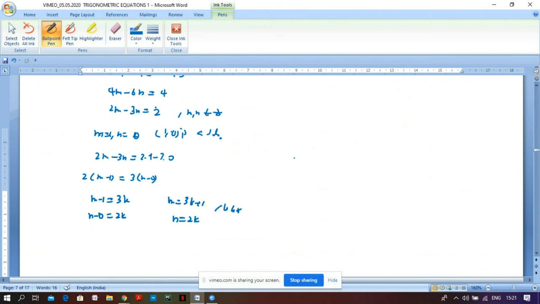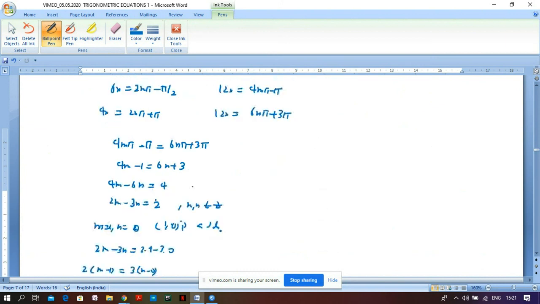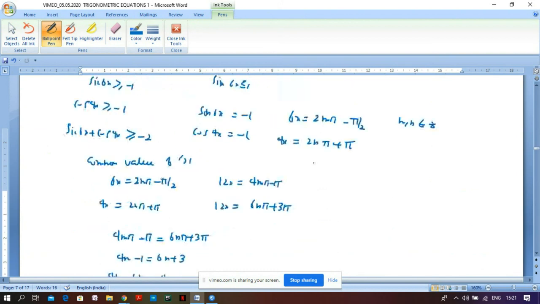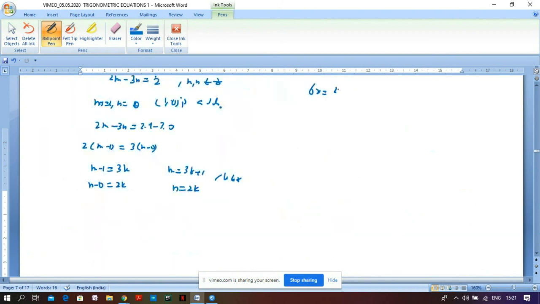So let's use the first one. So x was this much, so 6x was this much. So 6x is 2mπ minus π/2. I can write 2 times (3k plus 1) π minus π/2. That is 6kπ plus 2π minus π/2. I can write 6kπ plus 3π/2. Divide by 6. So x is kπ plus π/4.